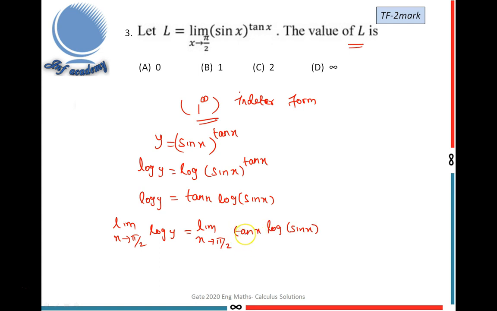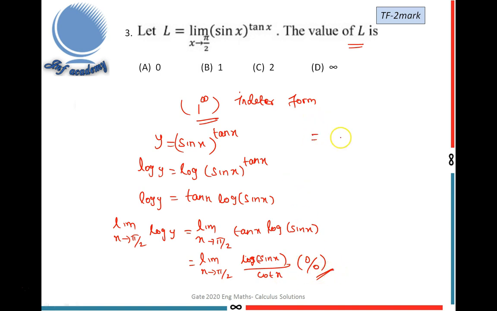Here I can write tan x is 1 by cot x. So in the next step I write, numerator is log of sin x, divided by, tan x is 1 by cot x, so in the denominator I write cot x. Now you substitute the value of pi by 2 in x. Sin pi by 2 is 1, so log 1 is 0, and cot pi by 2 is 0. So you get 0 by 0. This is the indeterminate form.